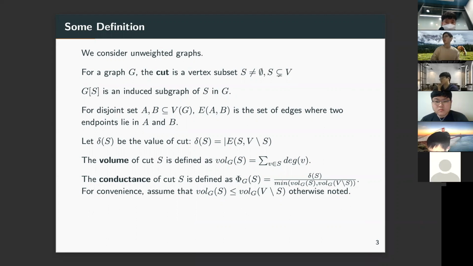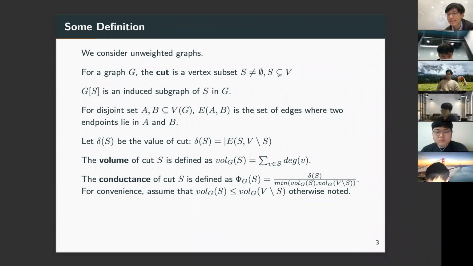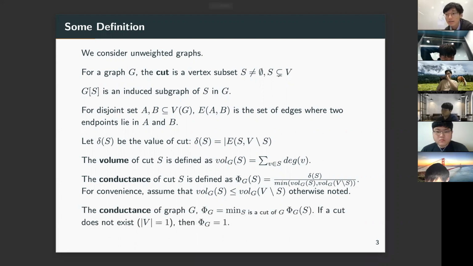So summarizing, it means that it's just well balanced. It's just a better notion of how well connected a graph is. For convenience, assume that when we talk about the cut S, the volume of S is always smaller than that of its complement. The conductance of the graph is the minimum conductance of all cuts. So it means if you want to separate some cut, then you have to pay a lot.